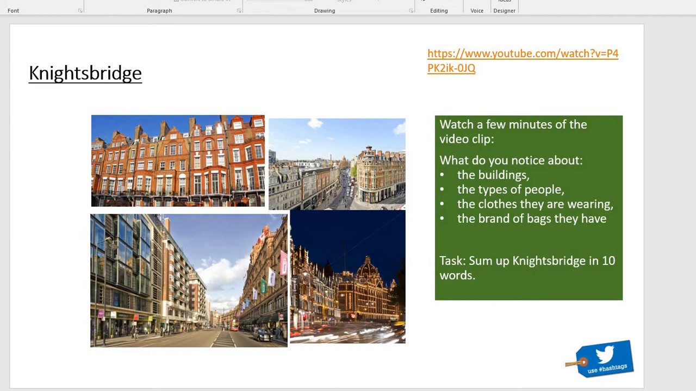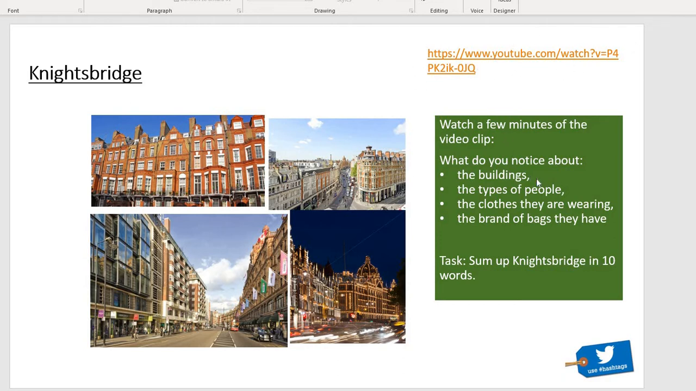Now going back to our lesson, we're going to have a little look at Knightsbridge and Westham in a bit more detail. So you need to click on this video link for me, please. It's a little video all about Knightsbridge. Don't feel like you've got to watch all of it. You can just skim through it to try and get an idea of what Knightsbridge is like. I'll put this link in the bottom with the video description.